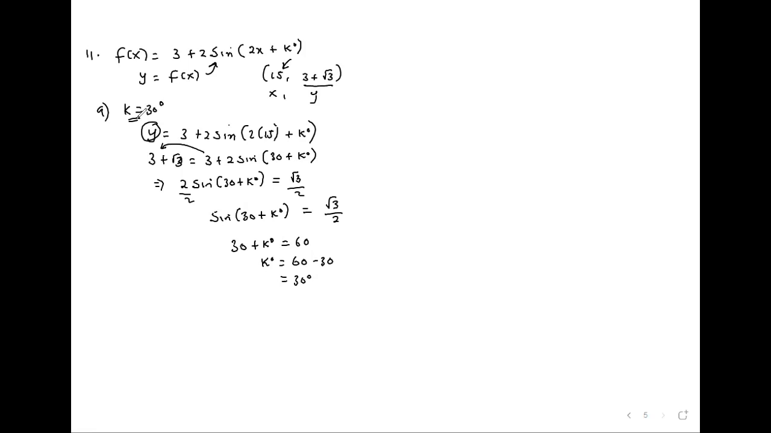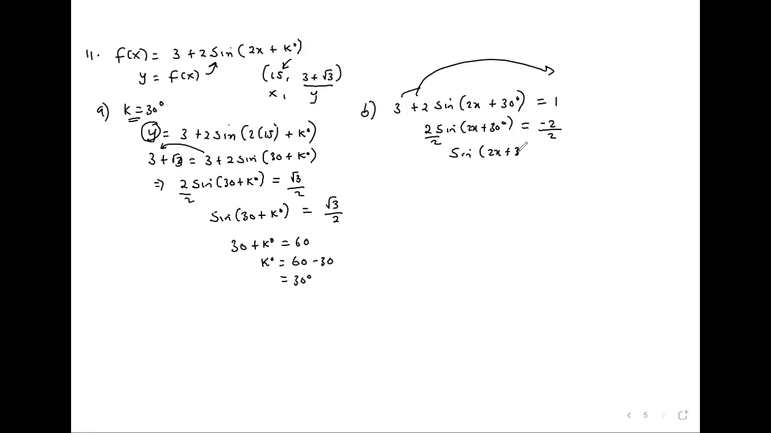Then solve the equation for b. Solve the equation f of x is equal to 1. So you get 3 plus 2 sine 2x plus 30. Now we know that k is 30, is equal to 1. So you take the 3 to the other side. We'll have 2 sine 2x plus 30 degrees is equal to 1 minus 3, which is negative 2. Divide by 2, divide by 2. So we'll get sine 2x plus 30 is equal to negative 1.